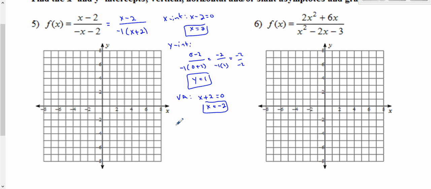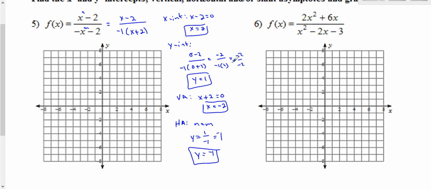Now the horizontal asymptote, I am going to take and look at the n value and the m. Okay, both n and m are 1, so they are equal. So n is equal to m, which means I take the leading coefficients, 1 over negative 1. So I get y equals 1 over negative 1, which is equal to negative 1.